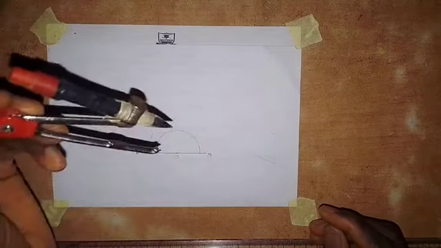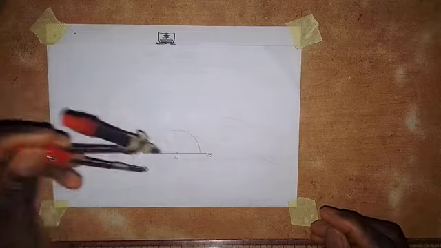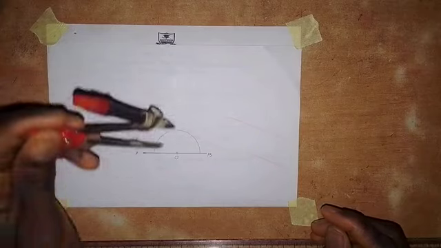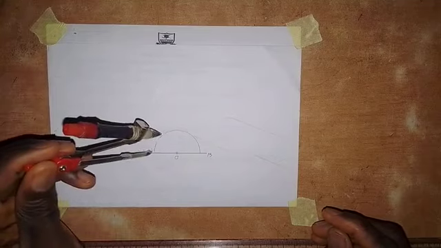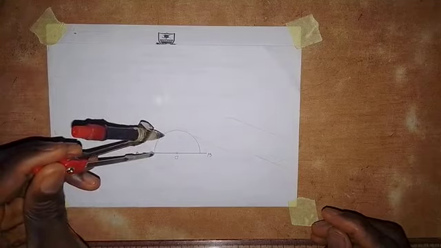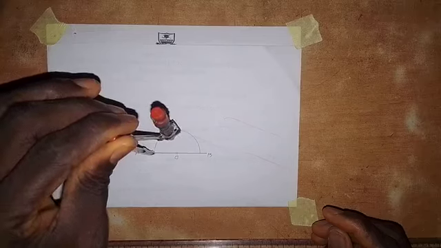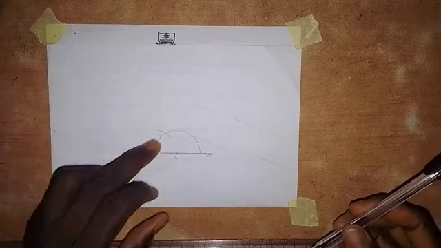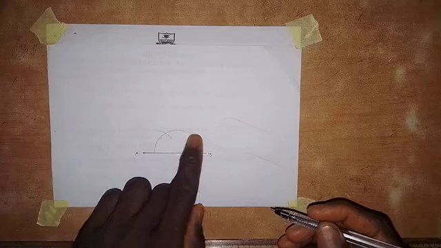So with the radius that I used to draw this semicircle, let's take out 60 out of this 180. As I said, that semicircle is 180 degrees. So with the same radius, put the pinpoint at the point where the semicircle touches the line, and draw an arc on the semicircle. So we have taken out 60 out of this 180. So here we have 120 already.